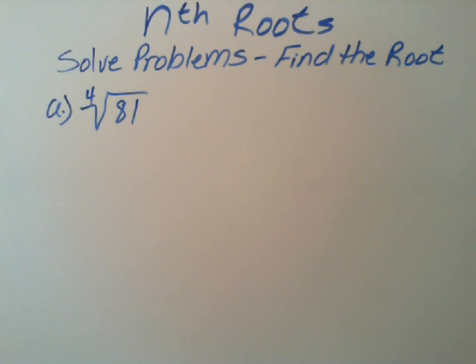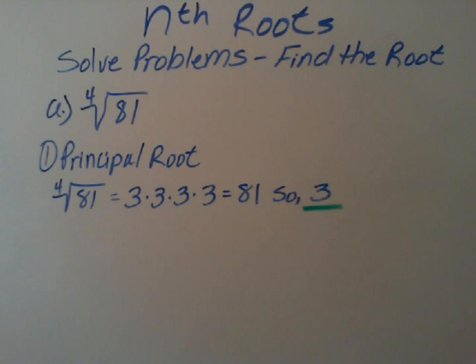Let's find the fourth root of 81. In order to solve this problem, we want to find a number that we can multiply times itself 4 times to get 81. For this problem, 3 to the 4th power, or 3 times 3 times 3 times 3 equals 81. So 3 is the principal root for the fourth root of 81.